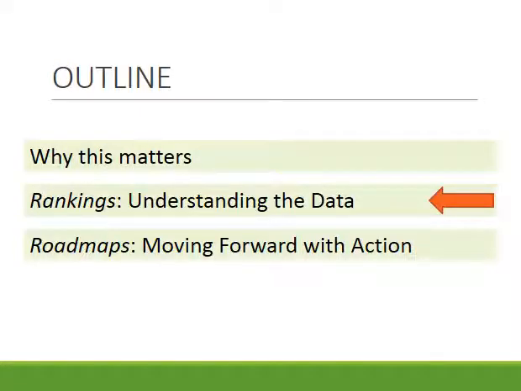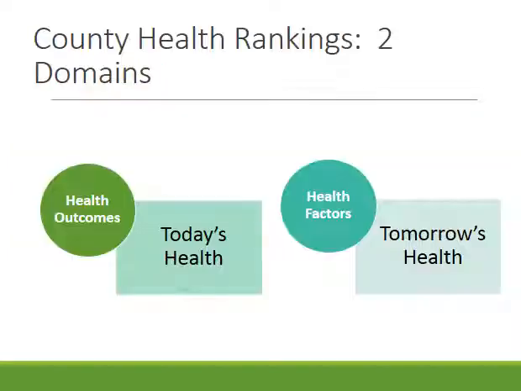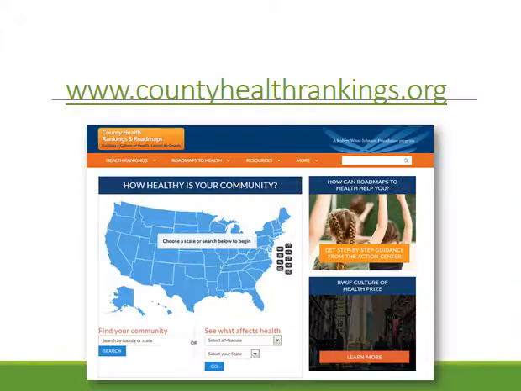So it's important, one, that we understand the data, and the County Health Rankings data is organized by two domains. We've got, like I've mentioned, the health outcomes, which is representative of today's health, and we have health factors, which represents tomorrow's health. And please visit thecountyhealthrankings.org. Visit your community, pull down your county, and you're going to come to something like this.